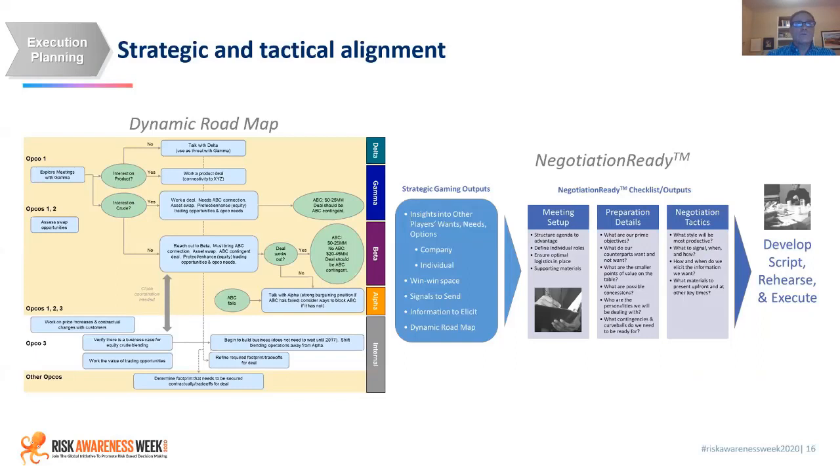Another thing we might do in some cases, in negotiation cases in particular, is something we call negotiation ready. We take the outputs from our strategic gaming analysis, what the win-win space is, and what sort of things might be useful to do. And then we have to put it into something of a checklist where we say, what sort of things do we need to do to make sure that we're really fully prepared and we've thought through everything.